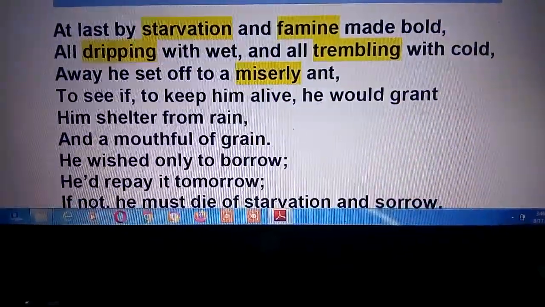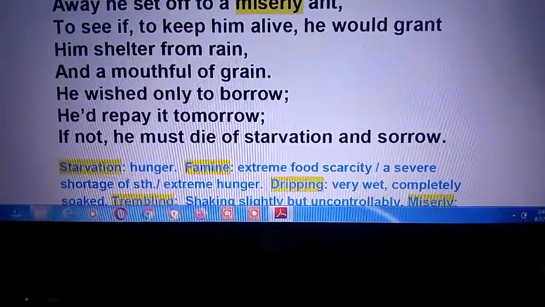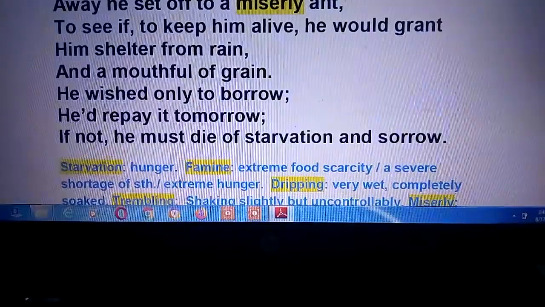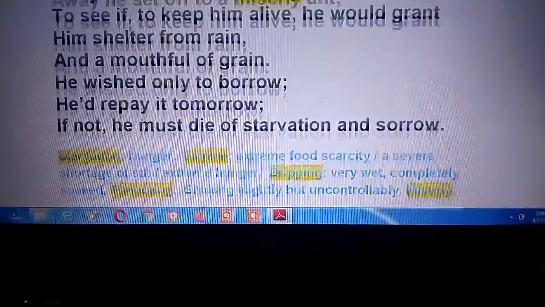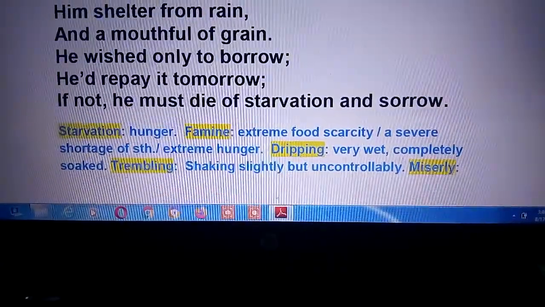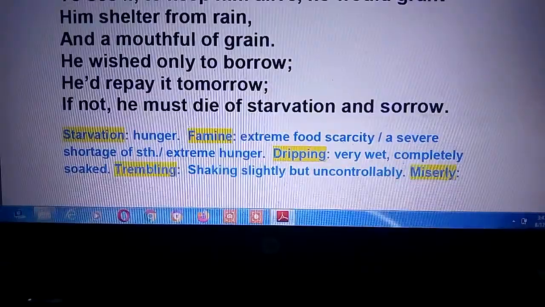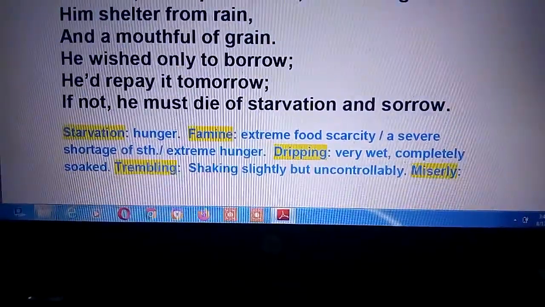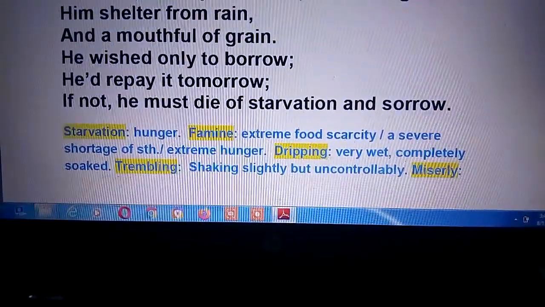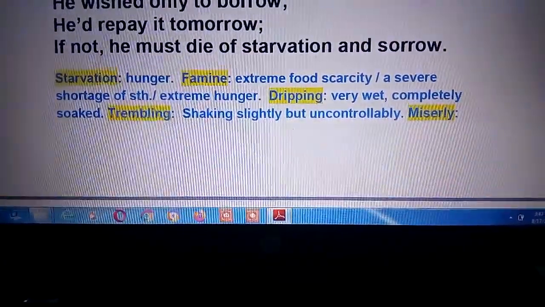And a mouthful of grain, he wanted something to eat to fill his stomach. He was starving, he was dying of hunger. So he wished only to borrow, and he only wanted to borrow. Borrow means he will return it back. He would repay it tomorrow. He will return it back tomorrow. So that is what borrowing also means.